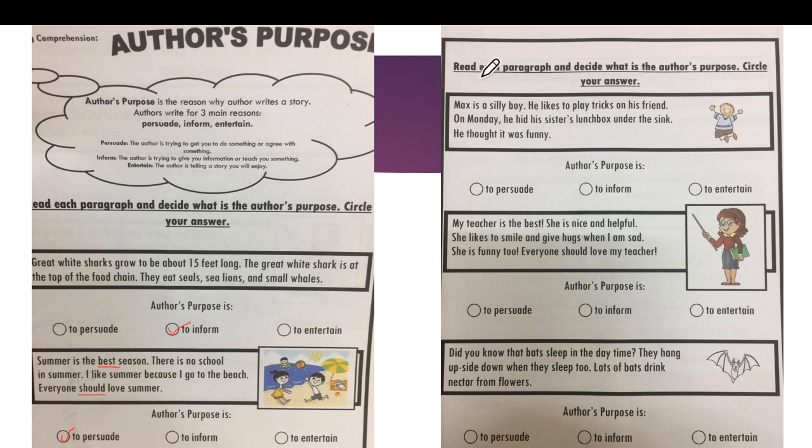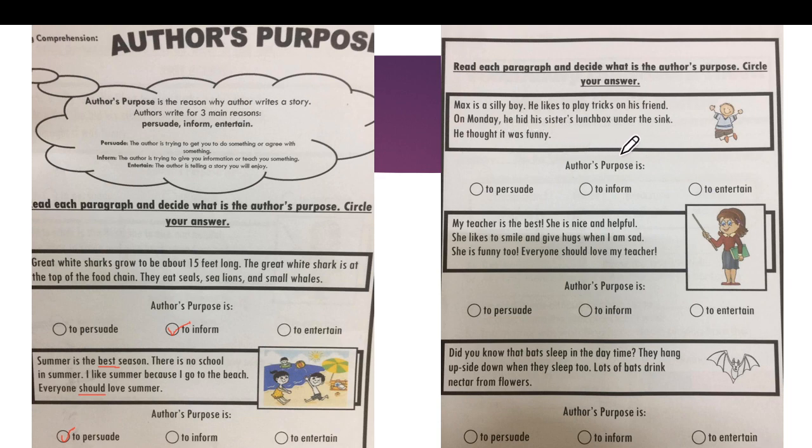Next one. Max is a silly boy. He likes to play tricks on his friends. On Monday, he hid his sister's lunchbox under the sink. He thought it was funny. The story is about a boy called Max. He's a silly boy. He likes to play tricks on his friends. On Monday, he hid his sister's lunchbox under the sink and he thought it was funny.